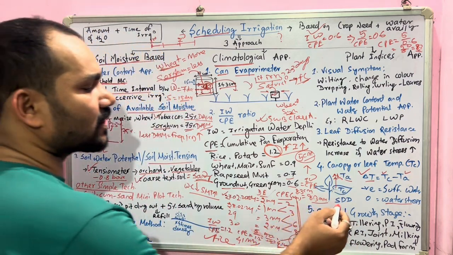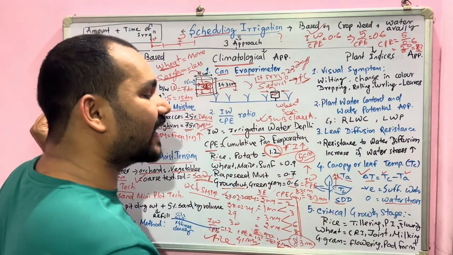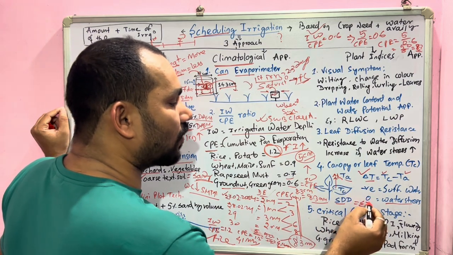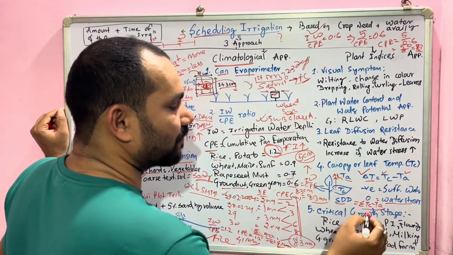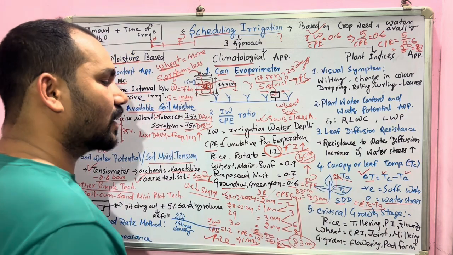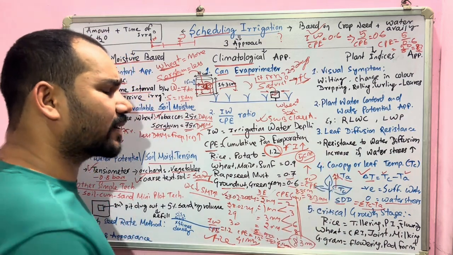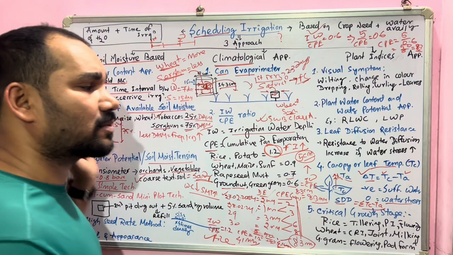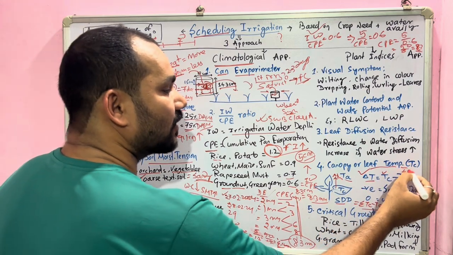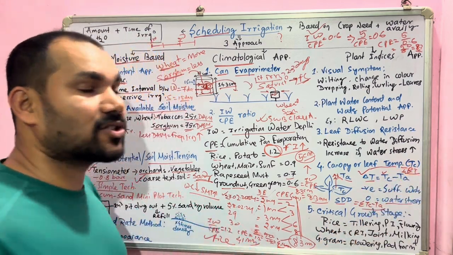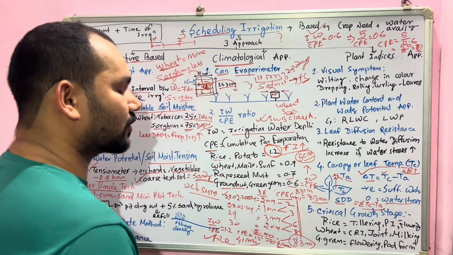Okay, and this is called the stress degree day, and it is the summation of Tc minus Ta, stress degree day. Then coming, assume there is a question that the canopy or leaf temperature is measured by which instrument. It is measured by infrared thermometer.